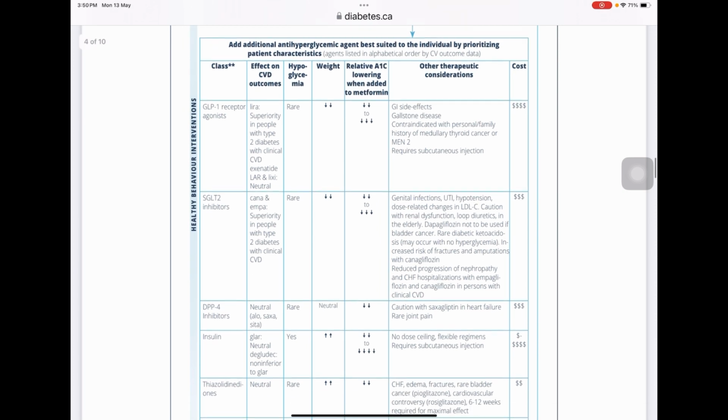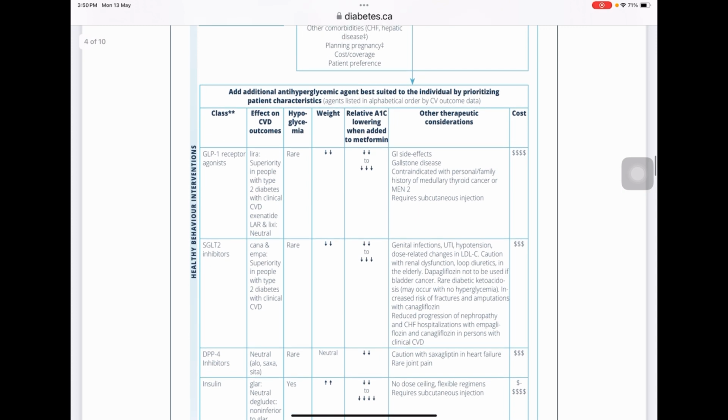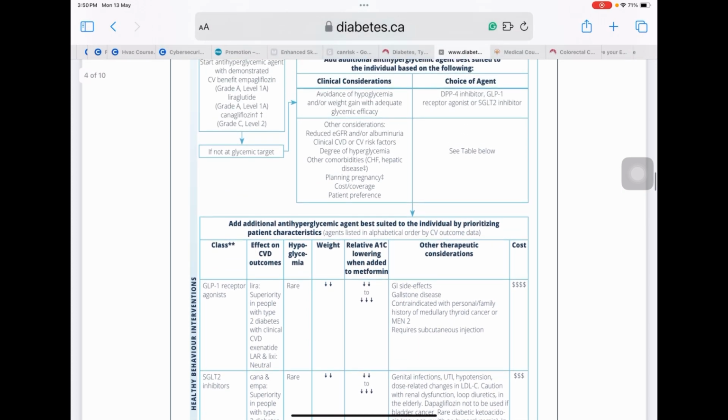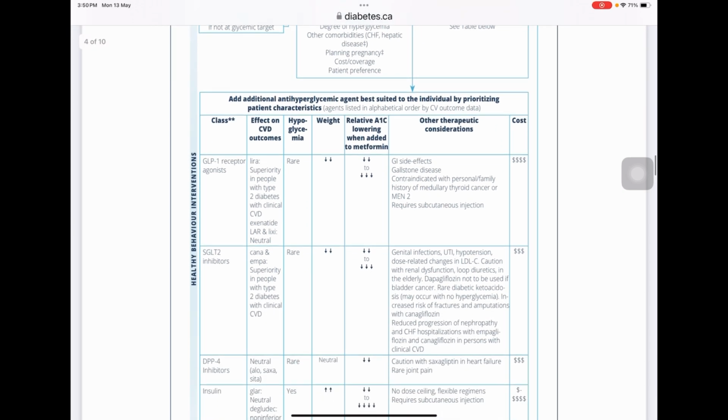But it's very expensive. Now coming to SGLT2 inhibitors. So we were giving these in patients where we want to avoid hypoglycemia and weight gain, with good glycemic control. We do give GLP-1. Now coming to SGLT2 inhibitors: canagliflozin, empagliflozin, with superiority in patients with type 2 diabetes with clinical cardiovascular disease. So the top 2 right now, GLP-1 agonists and SGLT2 inhibitors, we are giving in patients with diabetes and cardiovascular disease, right? Weight loss is good with SGLT2 inhibitors. HbA1c is going down, but genital infection is a side effect.